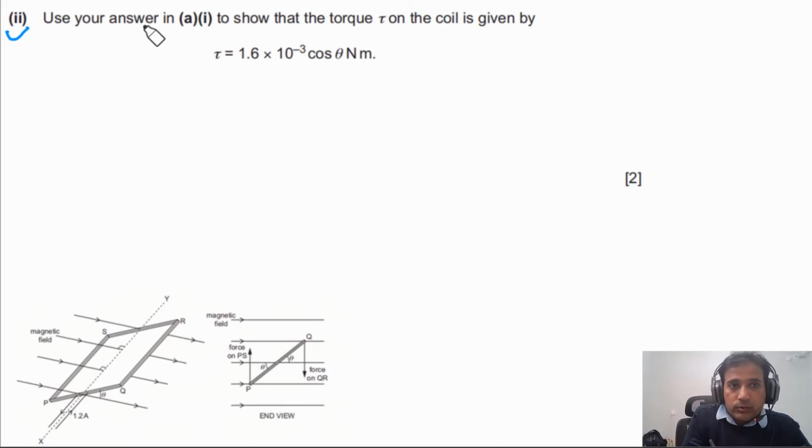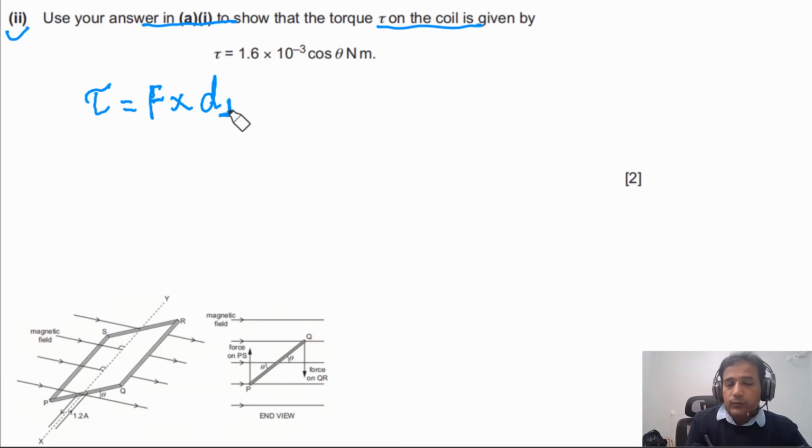The second part says, use the answer in A1 to show that the torque on the coil is given by 1.6 times 10 to minus 3 cosine of theta, Newton meters. First thing we need to understand is: what is the torque of a couple? Torque is equal to force times the perpendicular distance between the lines of action of the two forces.